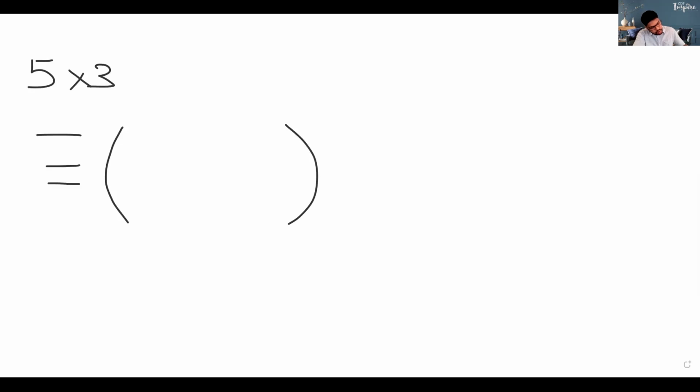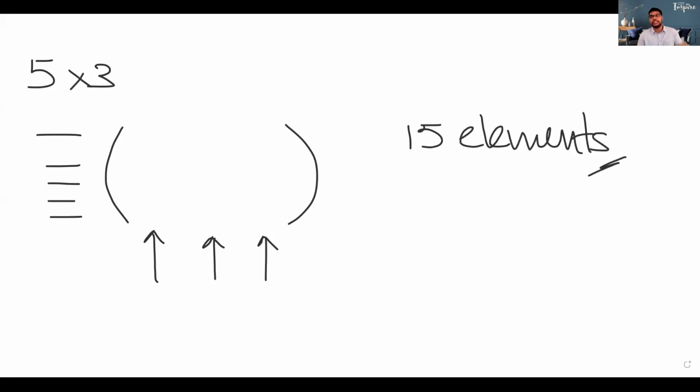So the first question says, find the number of elements of the matrix with the order 5 by 3. So children, if you have a matrix of order 5 by 3, we know that there are 5 rows, 1 2 3 4 5, and how many columns, children? There are 3 columns, right? So if there are 5 rows and 3 columns, what is going to be the number of elements? That's going to be 5 times 3. The answer is 15 elements.